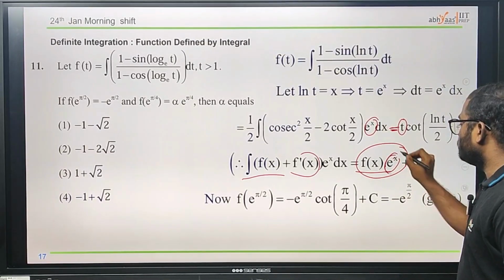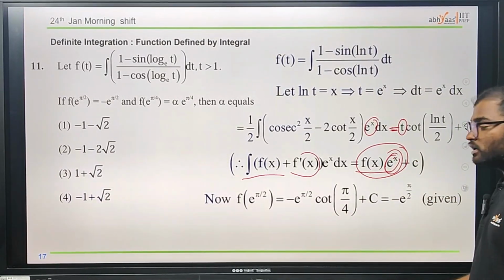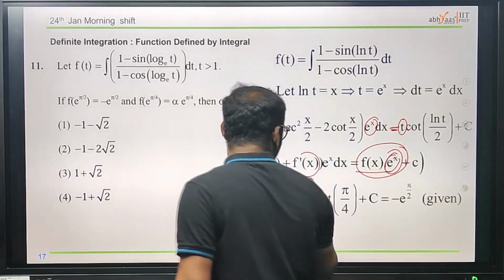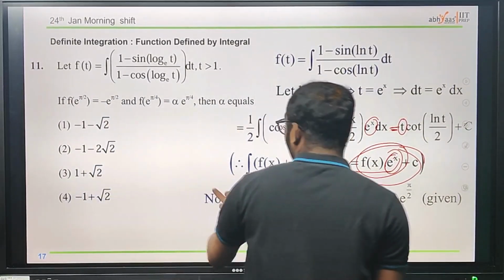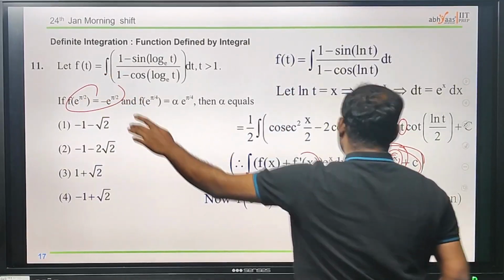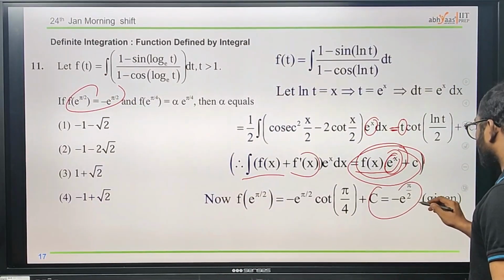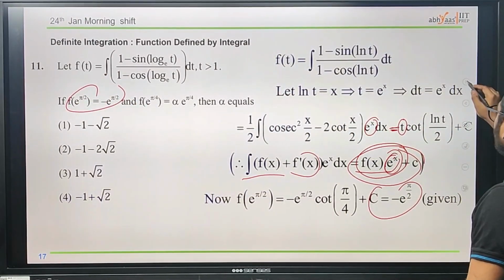That's how we just got the e power x plus c. Now we got the f of x, which is this one. Just substituting those values, we will get the c value, c, which is as given already, e power minus e power pi by 2.